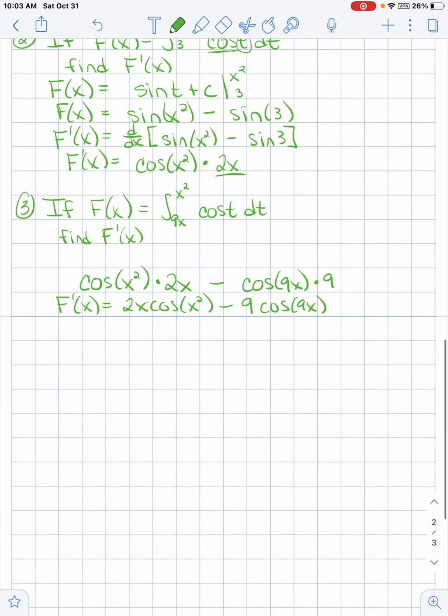Okay, it's time to generalize the full second part of the fundamental theorem of calculus. So FTC part 2 in all of its glory, if f of x equals the antiderivative from some function u to another function v, so 9x and x squared, for example, of f of t dt, f prime of x would equal what? Take a moment, generalize this, please.